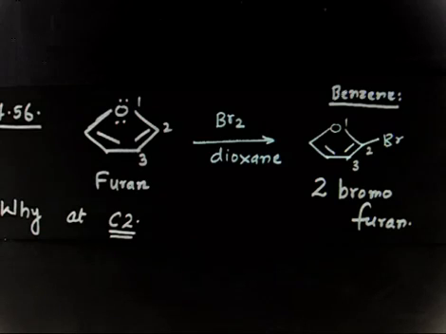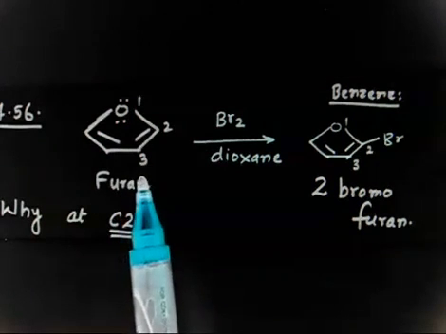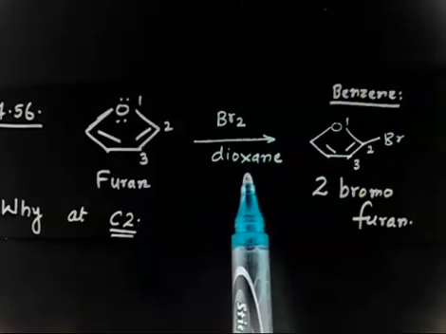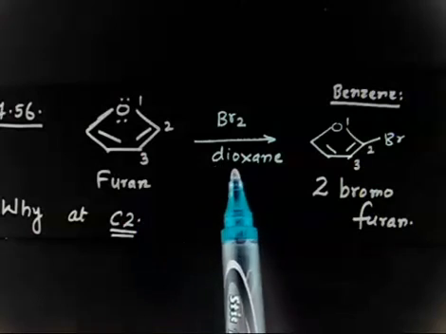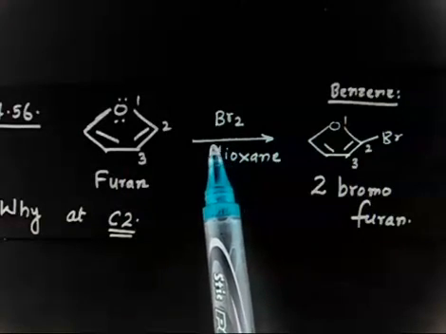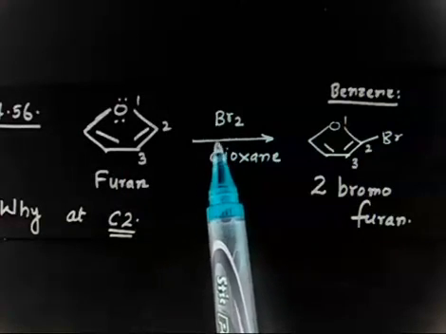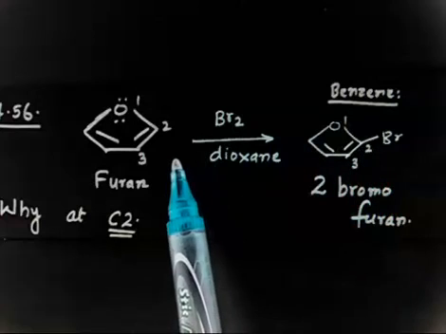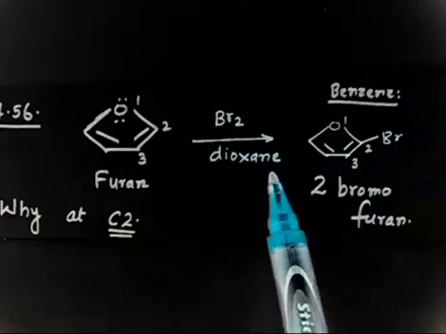Now what I am asking is, this molecule is called furan. So I have a furan. Now if I do bromine and ether as a solvent, dioxane, so this is a solvent. If I treat this compound with bromine, Br2, electrophilic aromatic substitution happens in this case, and bromine attacks on position number 2. So this is a case of electrophilic aromatic substitution.